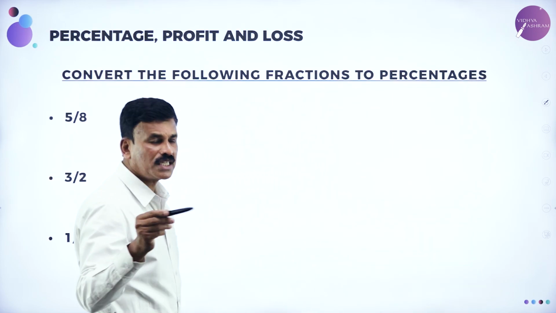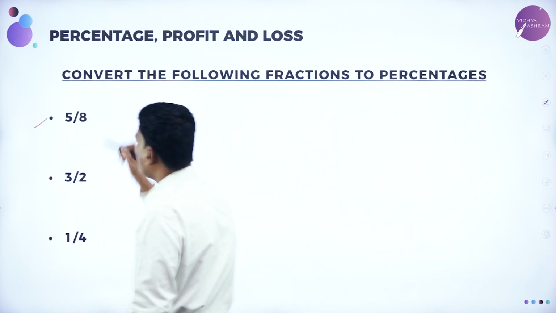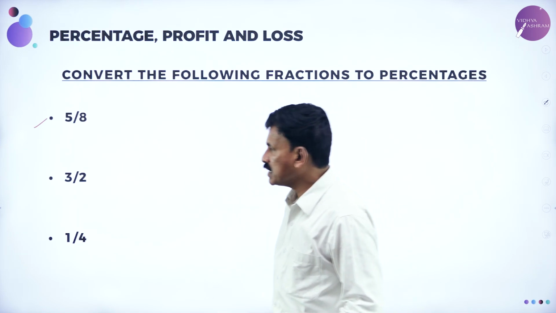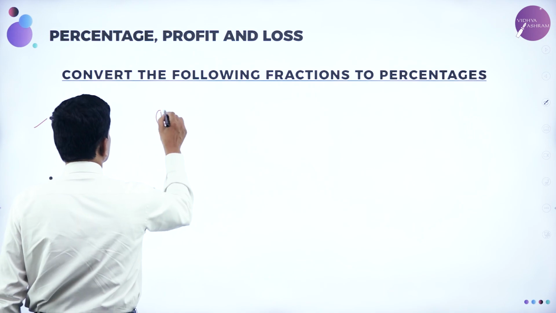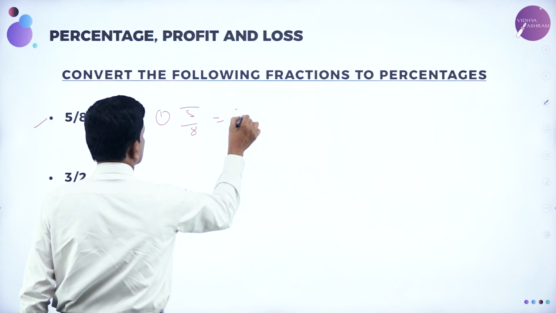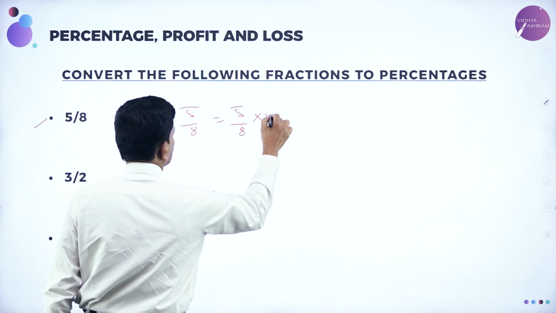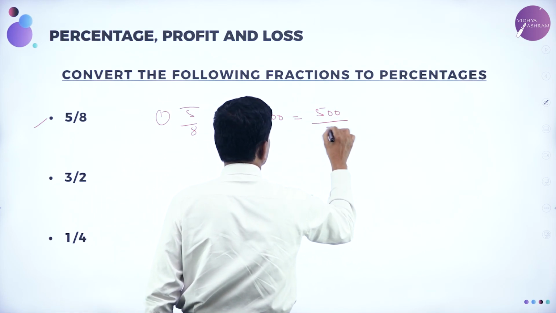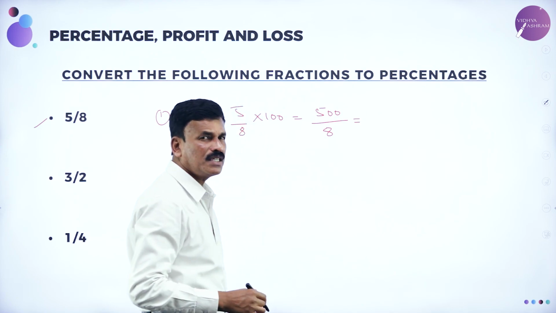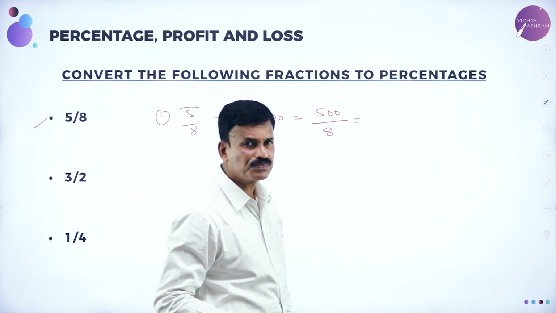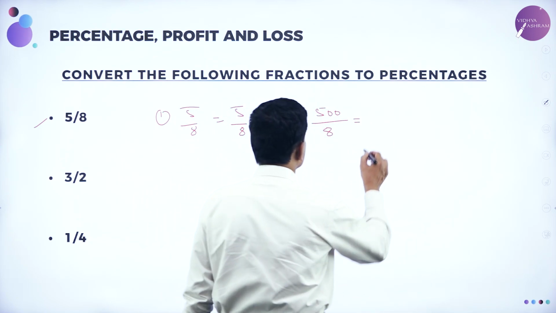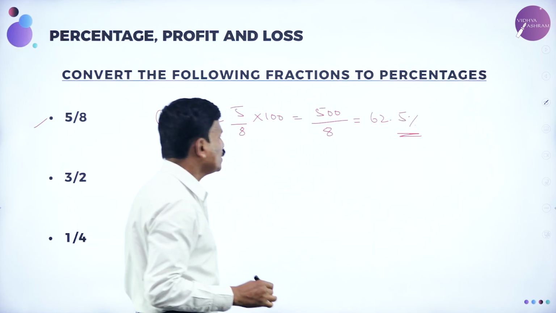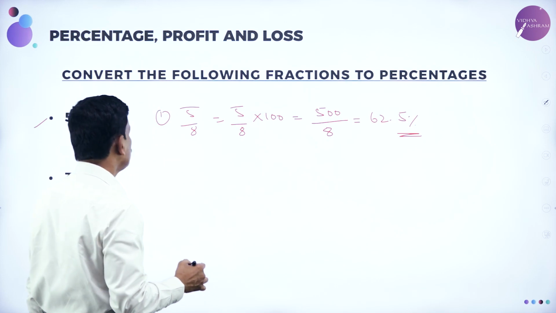Now let's move on to the next problem. Convert 5 by 8, 3 by 2 and 1 by 4 fractions into percentage. The first one, 5 by 8. 5 by 8 can be written as 5 by 8 into 100, that is nothing but 500 divided by 8. What is this equal to? If you divide, you will get 62.5%. So 5 by 8 is equal to 62.5%.